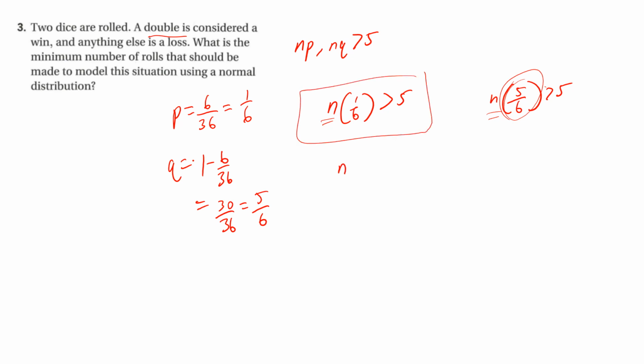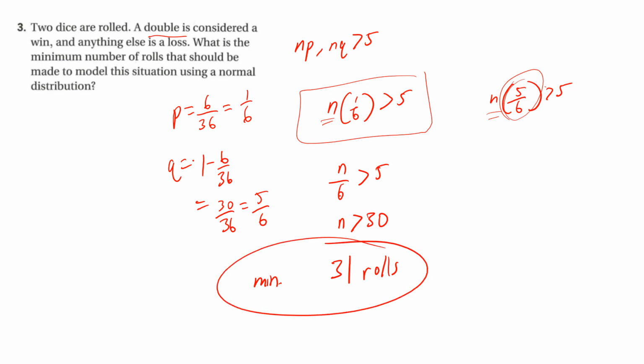All right. So n over 6 is greater than 5. And if you multiply both sides by 6, we need n to be greater than 30. Okay, and what's the next number greater than 30? It is 31, right? So we need a minimum of 31 rolls. That is the requirement in order for this situation to be accurately modeled by a normal distribution.